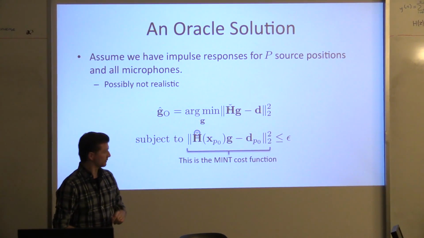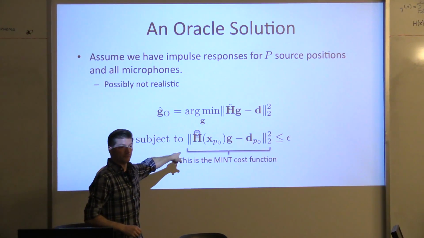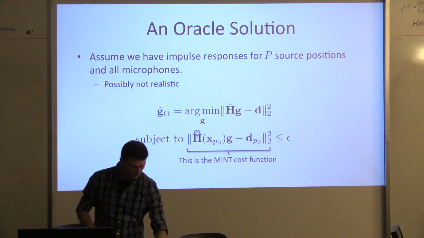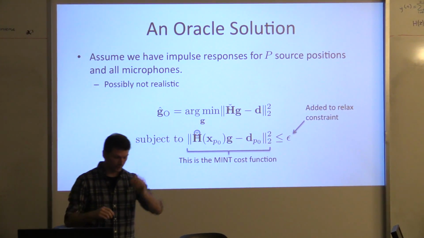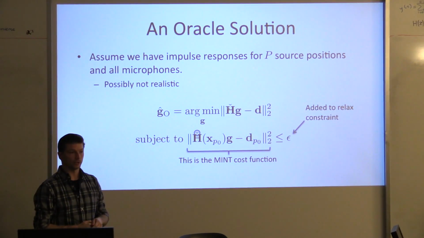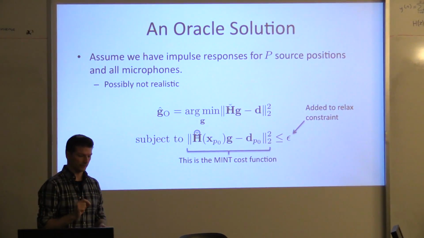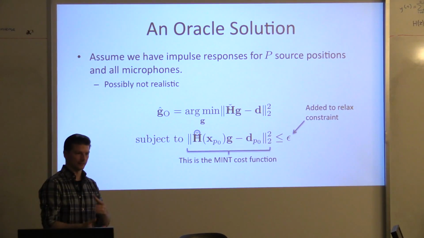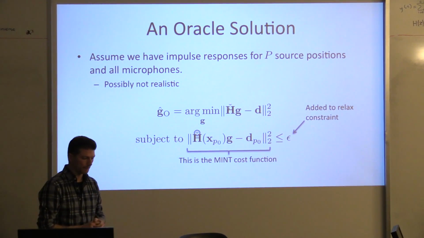In fact, before I move on to this, I should just point out that this constraint is actually the MINT cost function. It's exactly the same. And also that I've added this relaxation. So rather than trying to get an equality and say that we need to have an exact dereverberation in the look direction, instead I say let's get it a little bit closer by putting this inequality, and this is a parameter that we can tune later on.